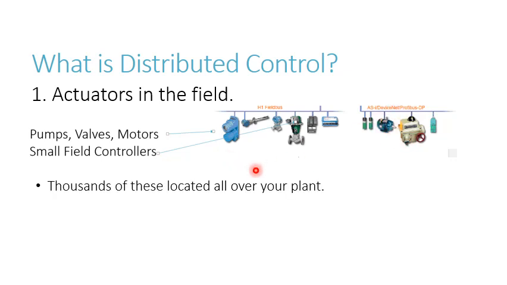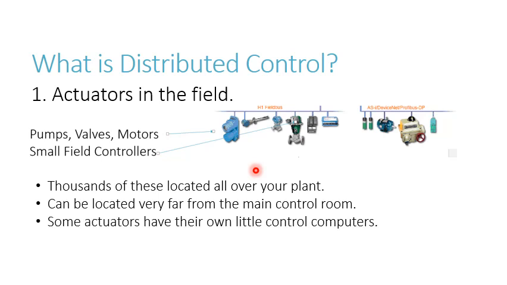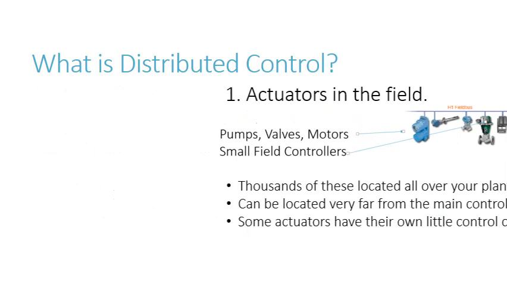So there are thousands of these all over your plant. They can be located really far from the main control room. We're talking about kilometers in some cases. And as we already saw in an example, a valve might have its own little controller on it, so it doesn't need to be controlled by a PLC.